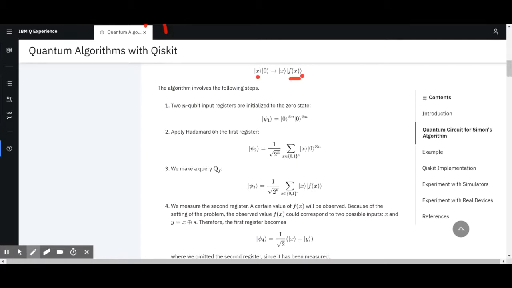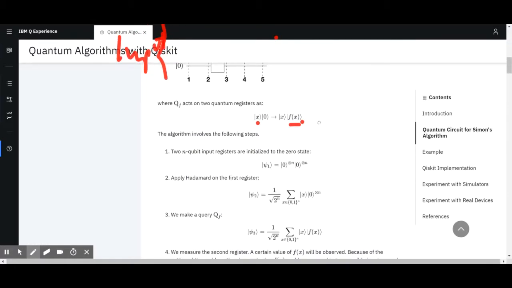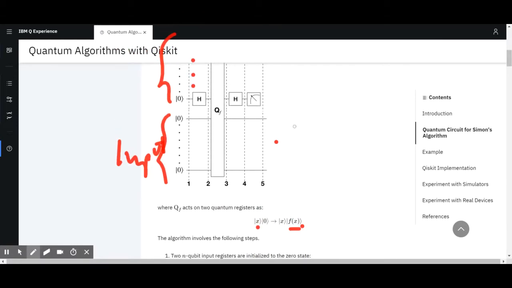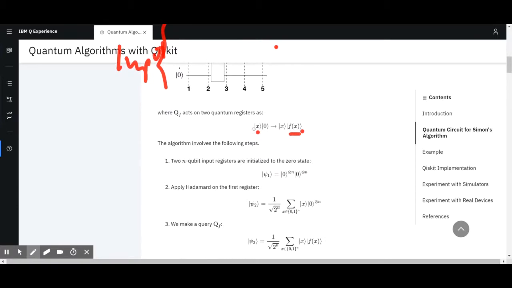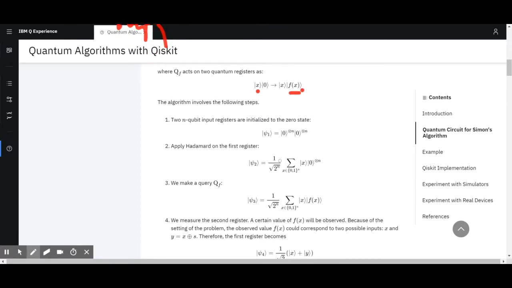So the algorithm involves the two following steps. The two n-qubit input registers are initialized to the 0 state. Okay, so these are two different registers, and they're all initialized to an n-qubit input. Okay, to 0. Apply Hadamard on the first register. So basically, that just means that you end up with an equal superposition of all possible states. So this is just the compressed notation.